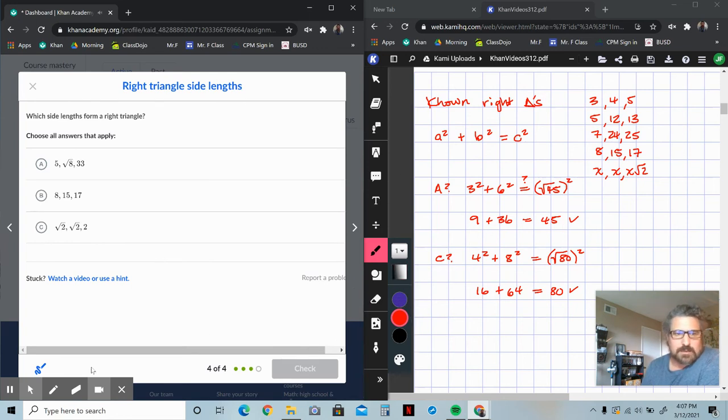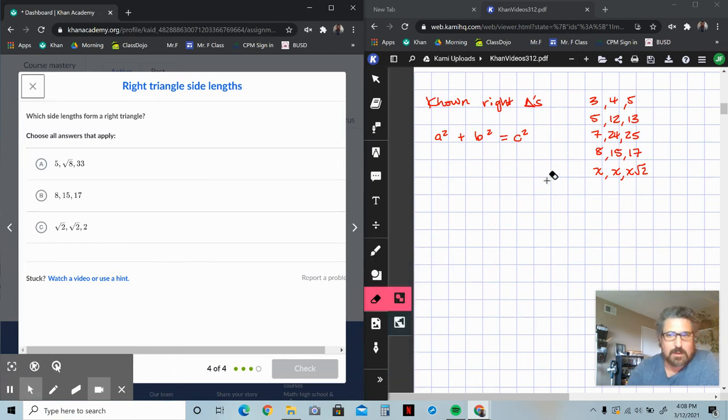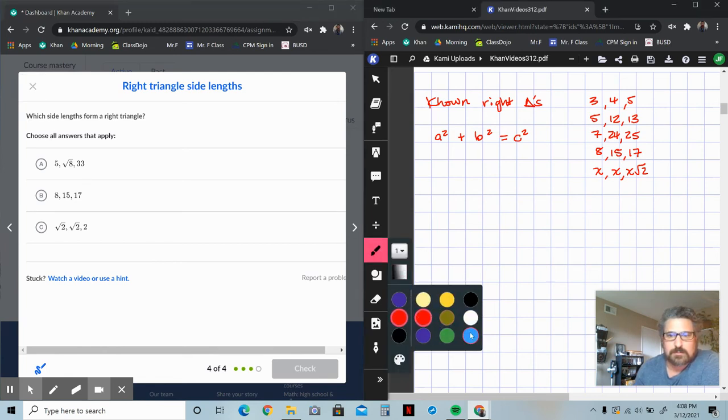All right, let's clean this up for you, and then we'll start again. Okay, so let's do this one. Let's do this in blue. All right. It says, which side lengths form a right triangle? Same thing. It's going to be in least to greatest order if everything's been consistent like last time. You guys look at this one.